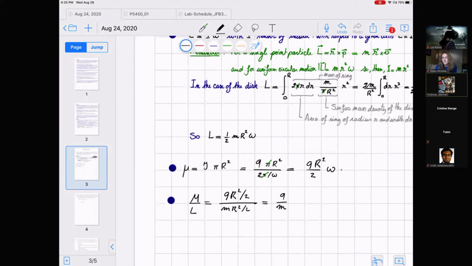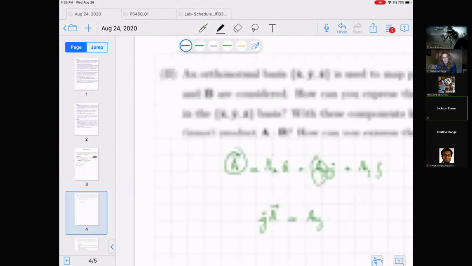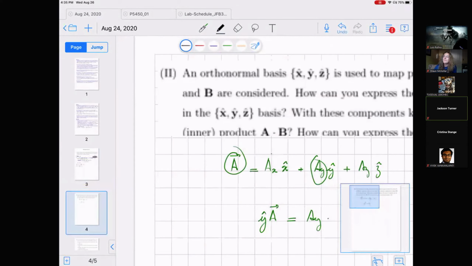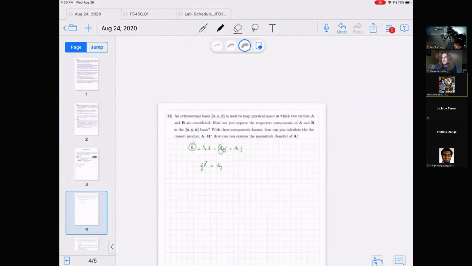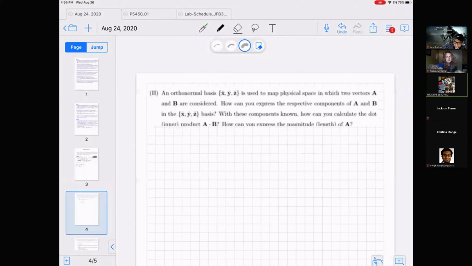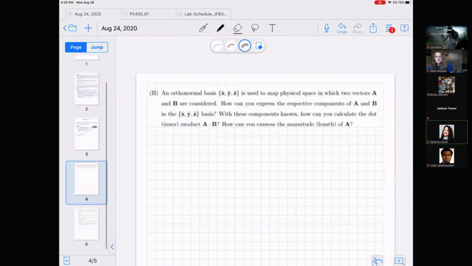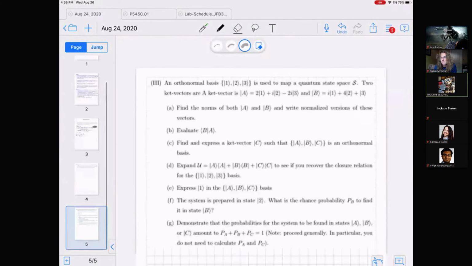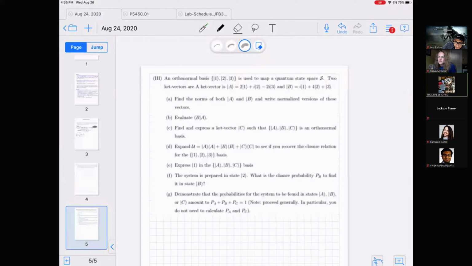Everybody's good with that? Yeah, okay, looks good. Any question about this? No, that's simple. You're familiar with that. Maybe let's start practicing with this one.